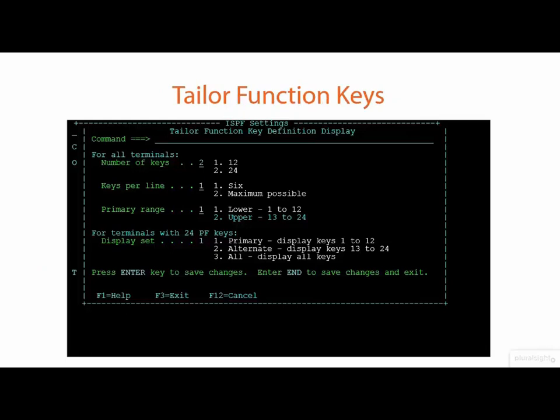Here's an example of the PF show tailor function. So you can see that we can indicate the number of keys that we have available here is 24. The number of keys per line in a display, in this case we're showing 6. The primary range, in other words, what do we consider to be the primary values for PF keys? And then, of course, our display, we can determine whether we want to show only the primary, the alternate, or all of them. Now, the more PF keys we display, then, of course, the fewer lines we have available for display data. So that does become a consideration when we are looking at some output because the PF keys, depending on the number of lines that we have, will take away from available data at the bottom of the screen.